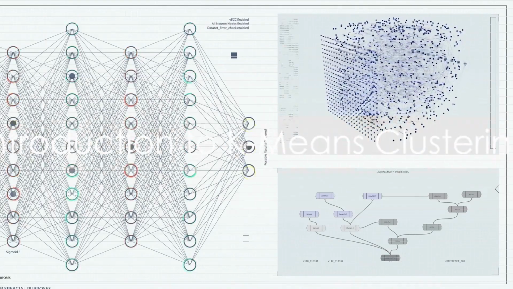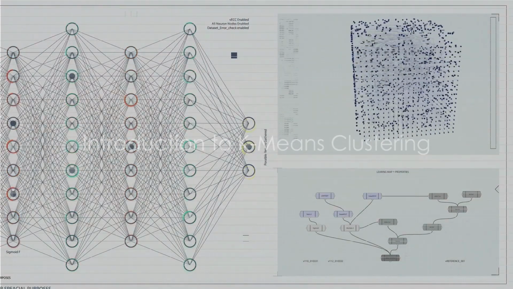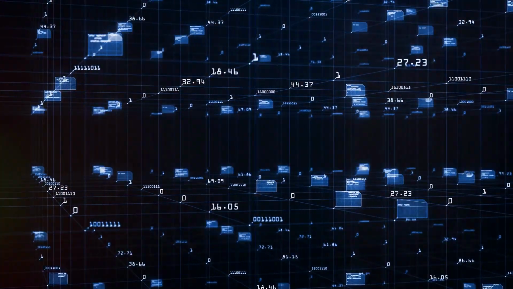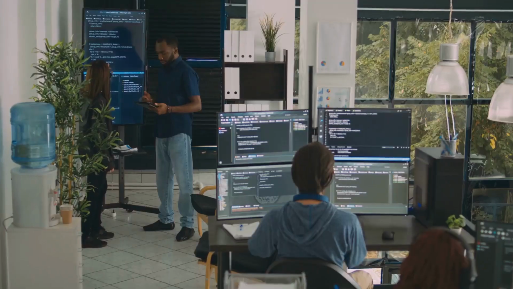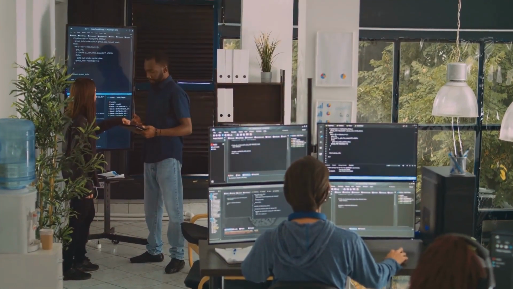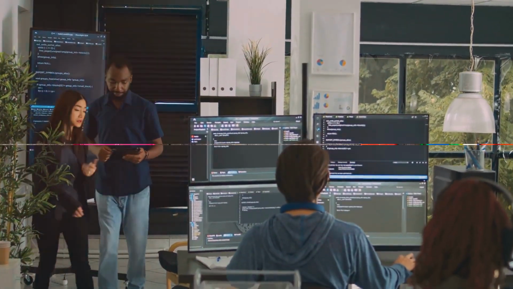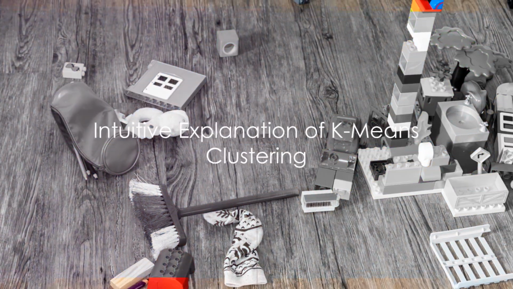Ever wondered how machine learning algorithms group similar data? Well, sit back and relax, because today we're diving into the intriguing world of K-means clustering. It's a term that might intimidate some, but in reality, it's a fascinating technique that helps us make sense of complex data. Imagine a room full of scattered toys.